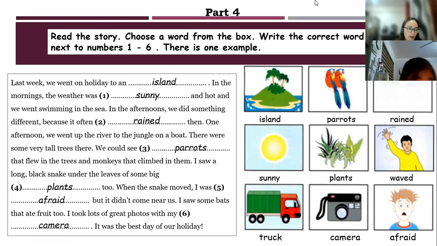Last week, we went on holiday to an island. In the mornings, the weather was sunny and hot, and we went swimming in the sea. In the afternoons, we did something different because it often rained there. One afternoon, we went up the river to the jungle on the boat. There were some very tall trees there. We saw parrots that flew in the trees and monkeys that climbed in them. I saw a long black snake under the leaves of some big plants too.